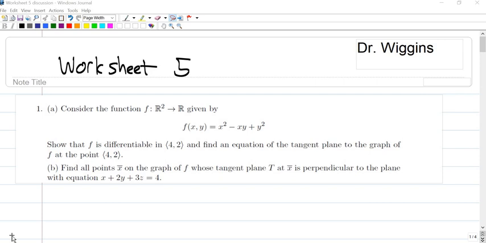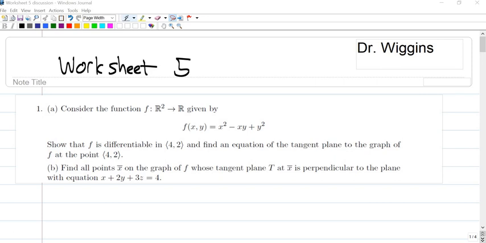Today I'm going to discuss Worksheet 5. And here is the first question in Worksheet 5. We have a function of two variables and we have two jobs. The first job is to show f is differentiable at the point (4, 2). And then after doing that, we have to find the equation of the tangent plane at the point (4, 2).